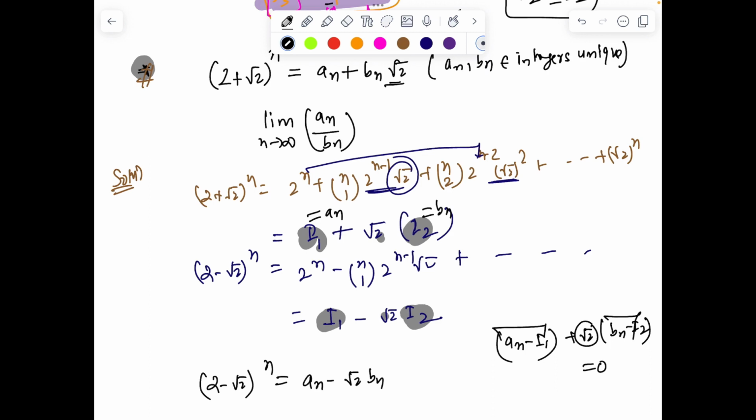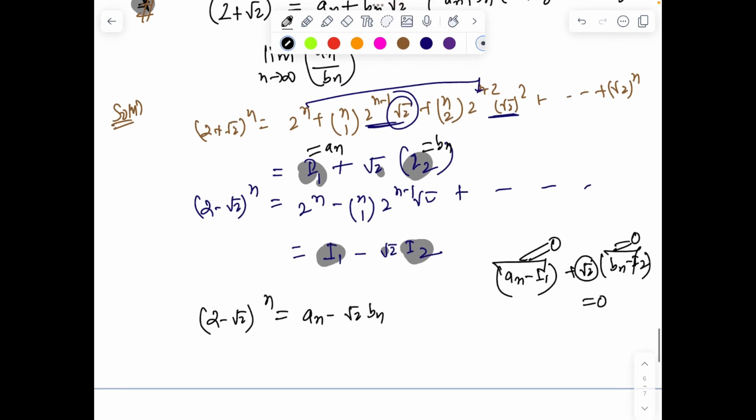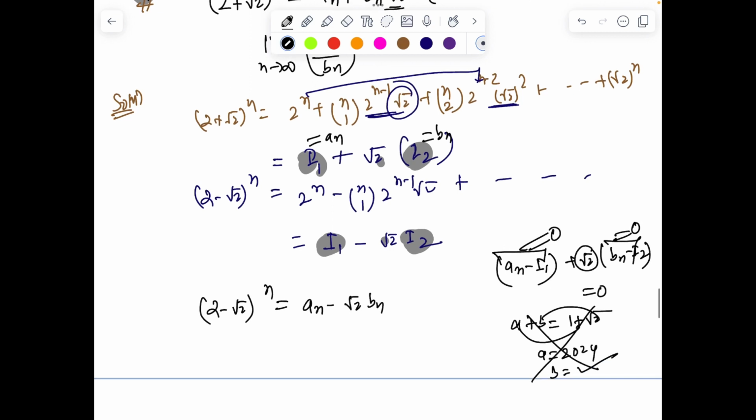And now I know this is integer. So now integer plus root 2 times of integer is 0. It's possible if and only if this is 0 and this is 0. There is no way. But if I tell a plus b equals 1 plus root 2, don't tell a equals 1 and b root 2, because someone can take a as 2024 and accordingly b will come something, right?